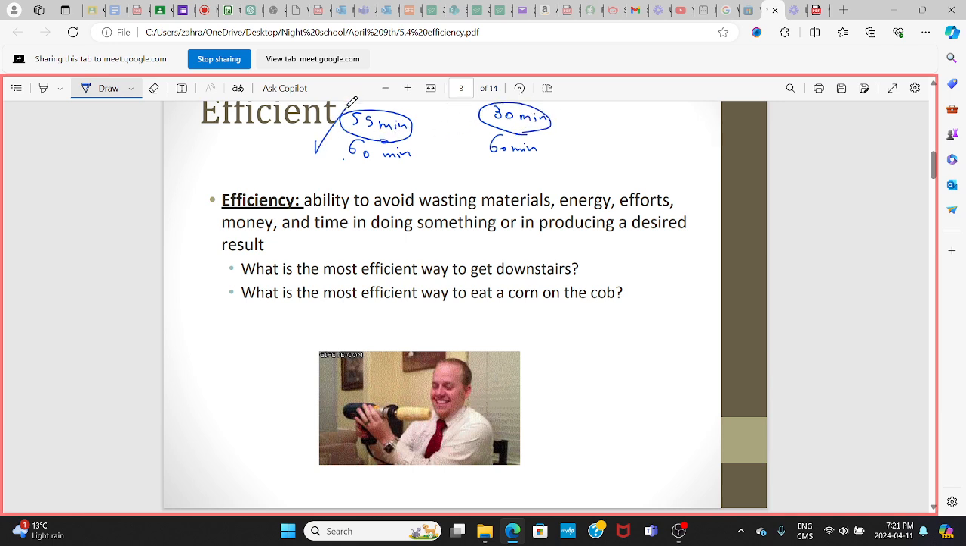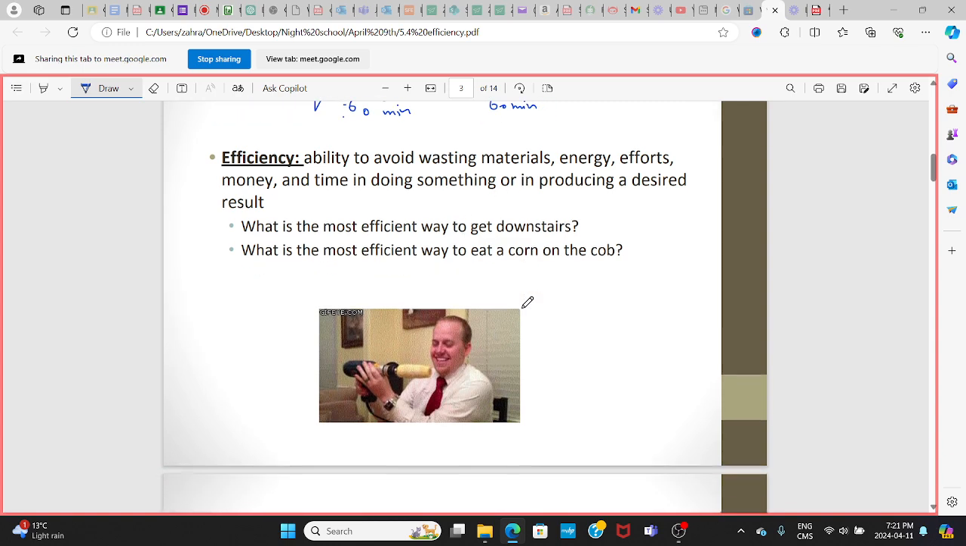Of course, that one, right? Because you're spending more time studying compared to this one. So efficiency is the ability to avoid wasting materials, energy, or time.